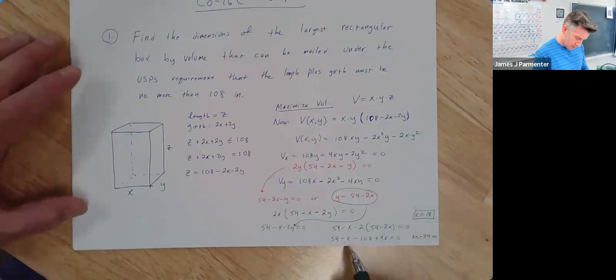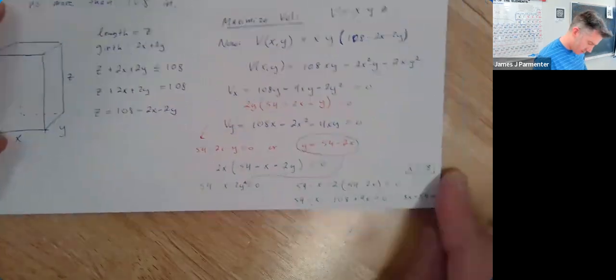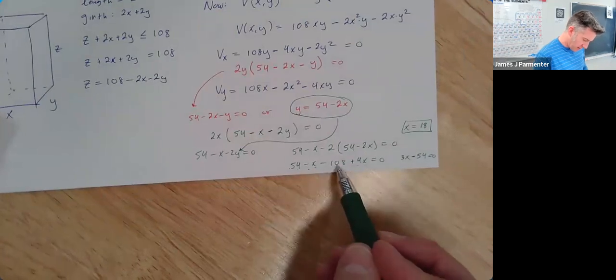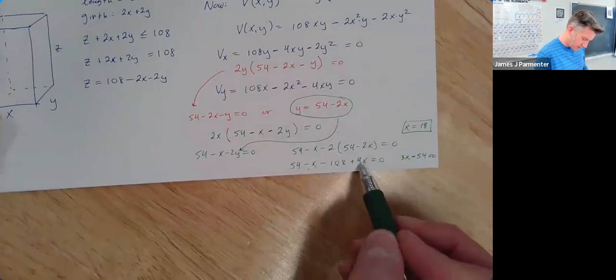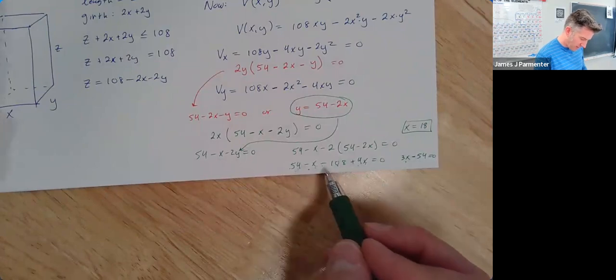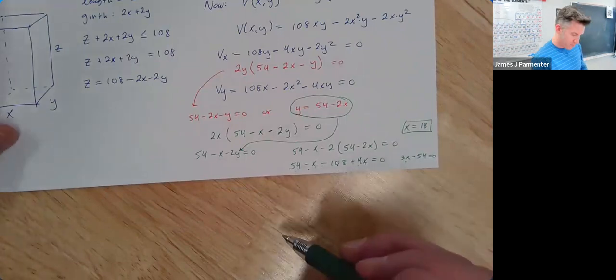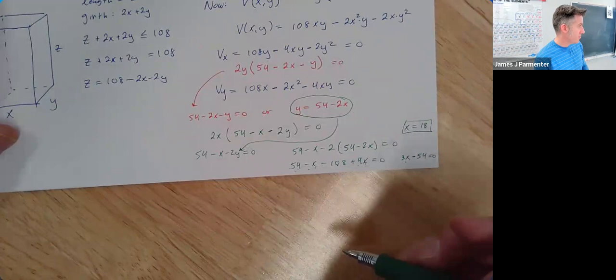Because over here, sorry if you can't see, I got a little scrunched down there. I've got 54 minus x minus 108 plus 4x equals 0. 4x minus x is 3x. 54 minus 108 is minus 54. And then solving for x, we get x equals 18.